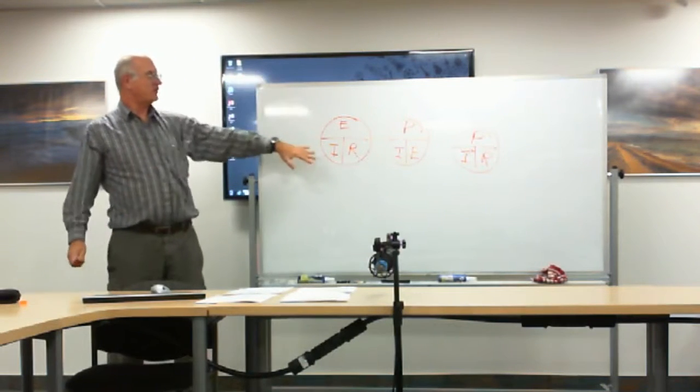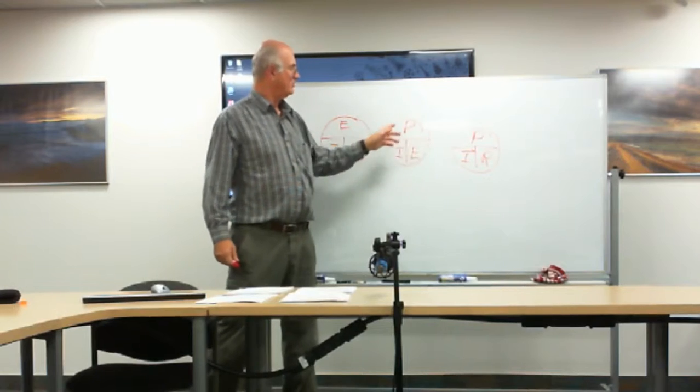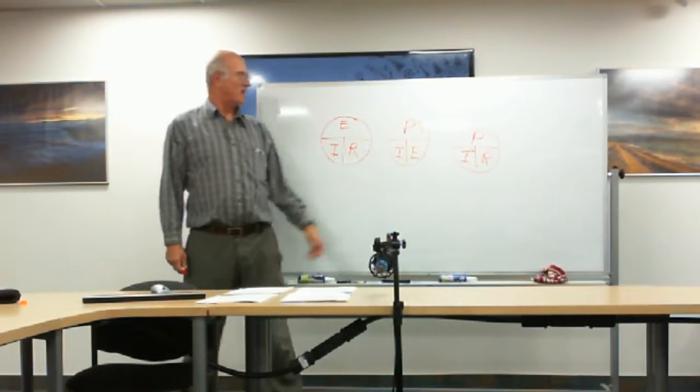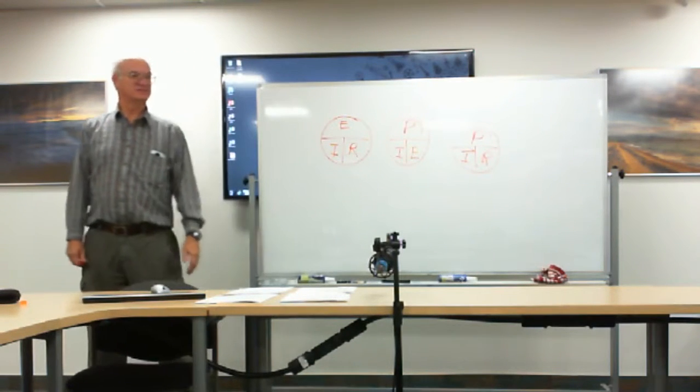Anyway, eagle in the sky, Indian chases rabbit. Using the same formula, same concept, you get these other two, PI and PER. So eagle in the sky, Indian chases rabbit, PI per. Remember that?